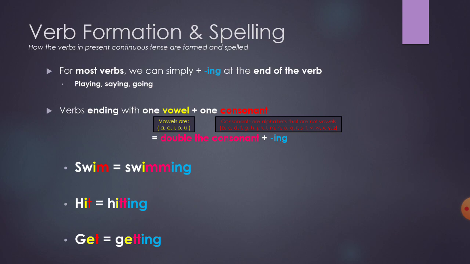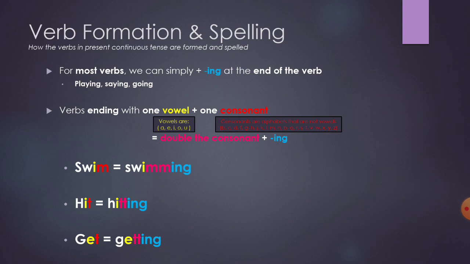Next, let's take a look at how the verbs in the present continuous tense are formed and spelled. There are only three variations for the present continuous tense. In this lesson, we will learn them one by one. Alright, ready? Number 1, which is the general rule. We just add ing at the end of the verb.